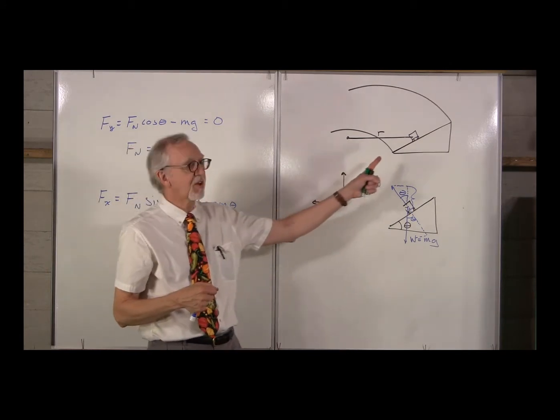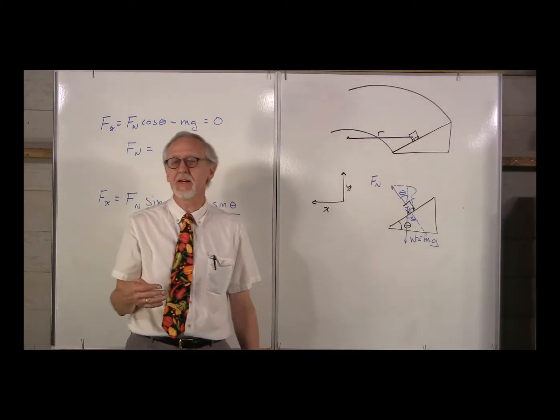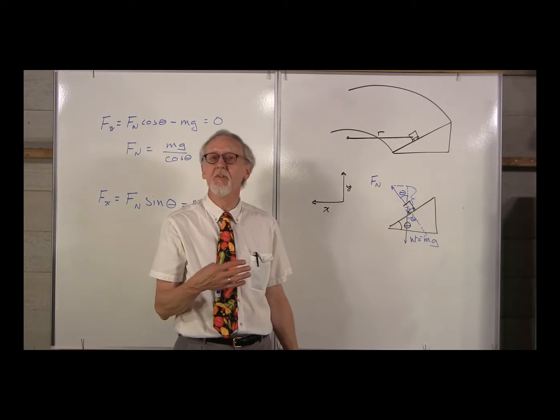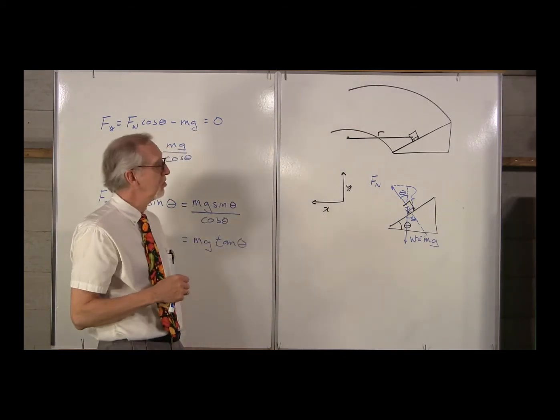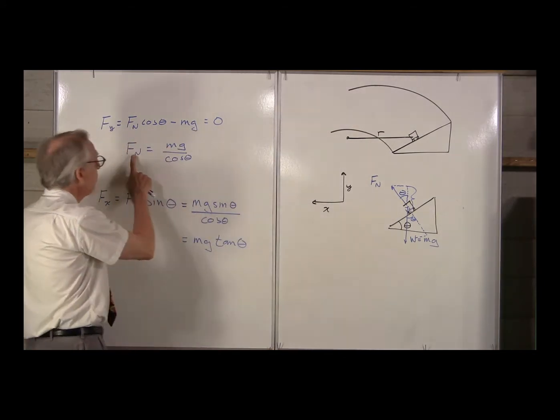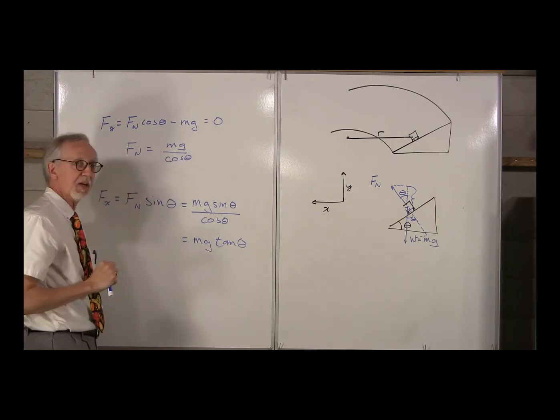That's not the usual result that we have for an object on an incline. That's because we actually have an acceleration taking place. This is not the same kind of relationship between the forces that we usually have. So we have the normal force is mg over cos theta.